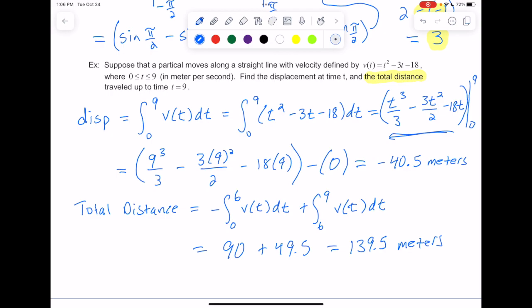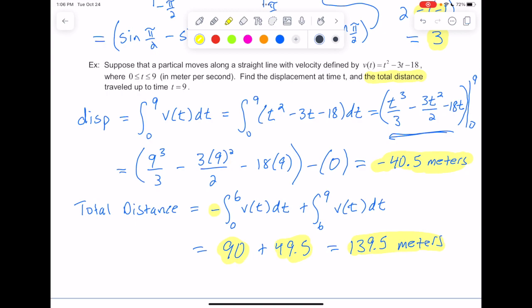Just a quick comment on the relationship between the displacement up here and the total distance traveled. This part right here, if we didn't put our negative sign on it, would have come out negative 90. So during the first 6 seconds, the particle moved 90 meters to the left. And then during the second portion, it moved 49.5 to the right. If you still had the negative sign on that 90 and added the negative 90 to the 49.5, you would get the negative 40.5 for displacement.